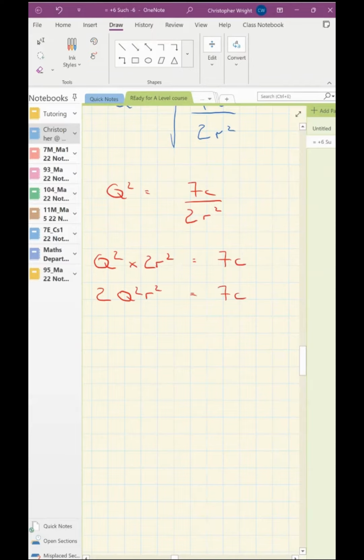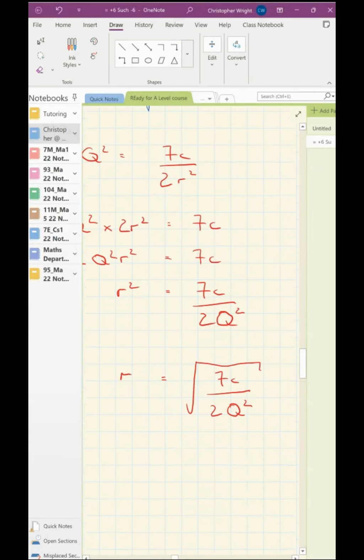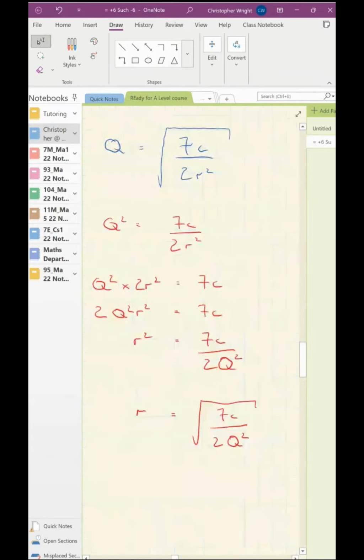Now I'm trying to make r the subject, so I need to divide by 2q squared, which is going to give me r squared is 7c divided by 2q squared. And I've got r squared there. I want r, so I'm going to square root both sides. So the square root of the left is r, and the square root of the right is the square root of whatever the right was. And there is my second solution.